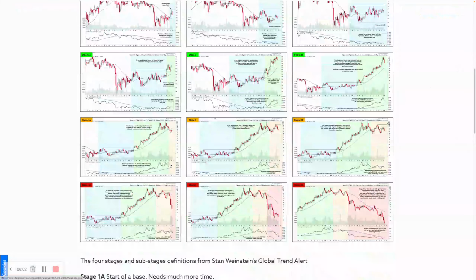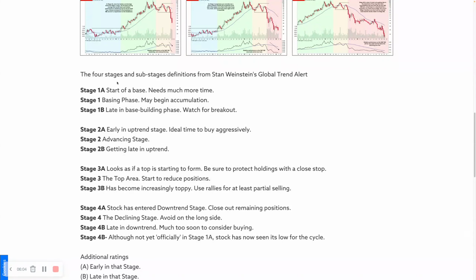So you can find these on the Stage Analysis website, as I said, and it shows the 4 stages as well as the sub-stages, which are from Stan Weinstein's Global Trend Alert service, which he's been doing for the last 30 years. So these are how the stages are broken down into more minor stages. So you have stage 1A and 1B, 2A and 2B. And the A and the B simply mean early and late in the phase. So it gives you a little bit more.